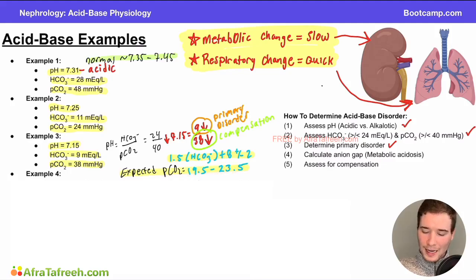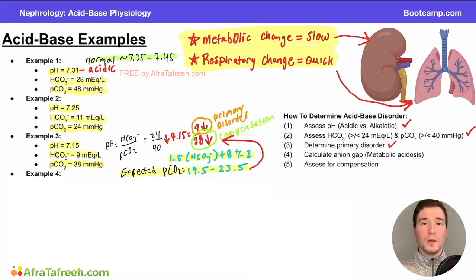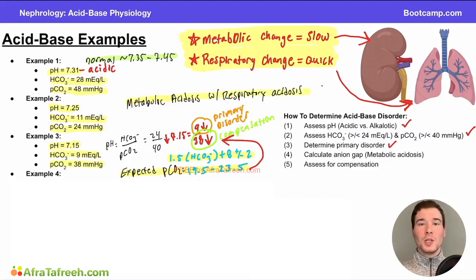Now the question is, does this patient have a PCO2 in that expected range with their PCO2 of 38? The answer is no. So this patient has a metabolic acidosis with a respiratory acidosis as well, which I'm highlighting here. This is a little bit tricky because you might be saying, why is this a respiratory acidosis when the PCO2 is below the normal value of 40? Which you're right to think that.